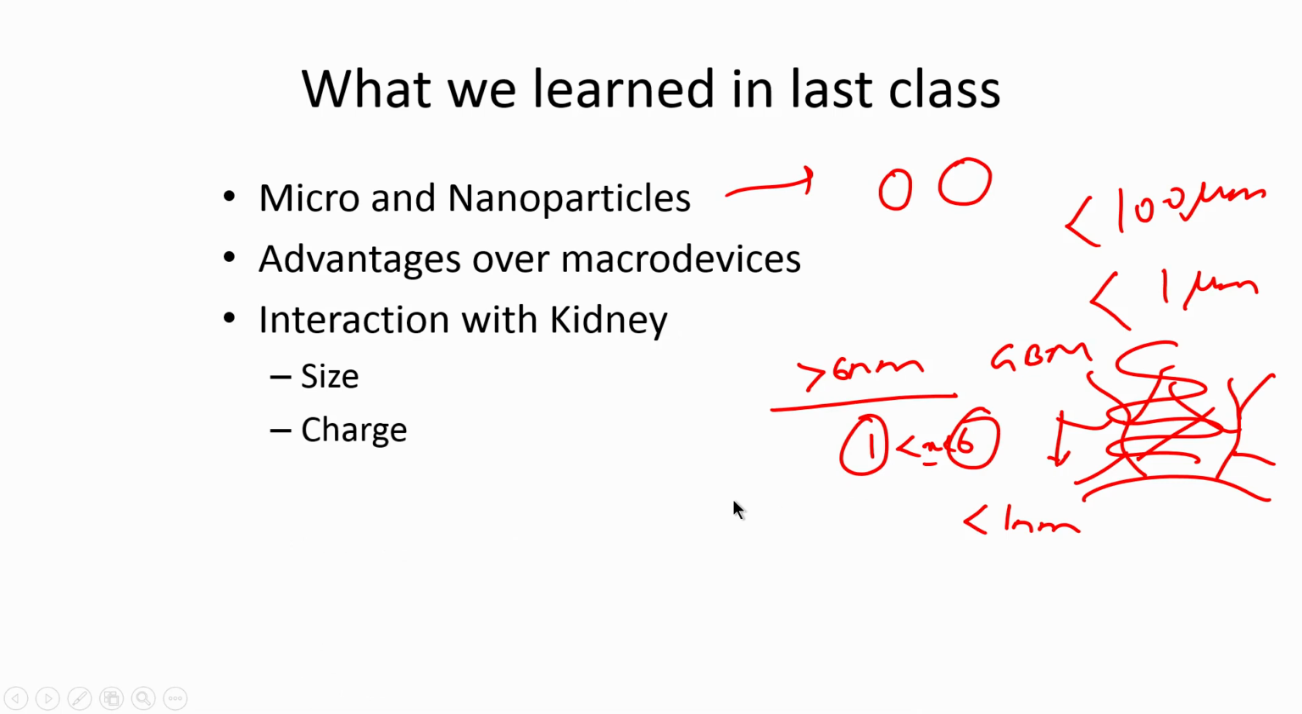And then we talked about charge. This GBM is negatively charged, and so that means that if there is a positively charged particle, it has quite a fast attraction towards it, and so positively charged particles get cleared faster. The more anionic the particle, the less is the clearance through the kidney. Okay.